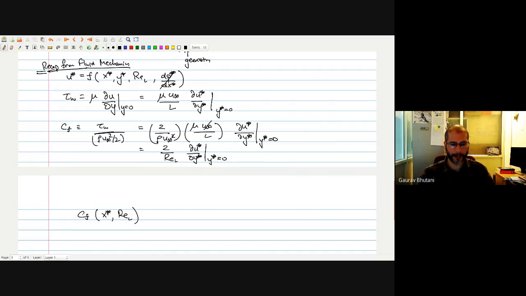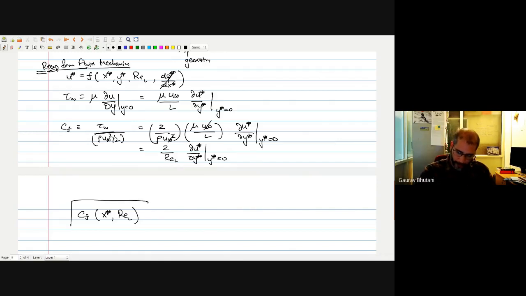So if my aerofoils are geometrically similar, then I can simply create a dictionary of solutions for my skin friction coefficient as a function of x star and Reynolds number, and then that is enough. That is all we need as an engineer to analyze the drag forces for different velocities and length of aerofoils and so on. So there's nothing new that we need to solve for again.